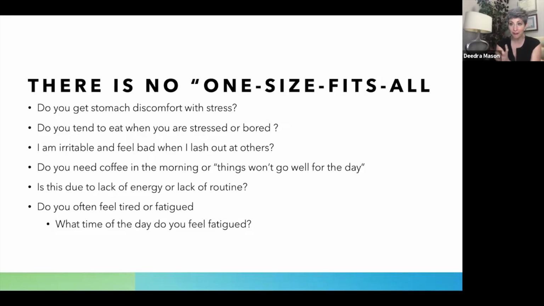Will your patients fit beautifully in any one bundle? No, that's not how this works. That's not how any of this works, right? We do still have to take a very good patient history. We need to understand that sometimes stress is just stress.